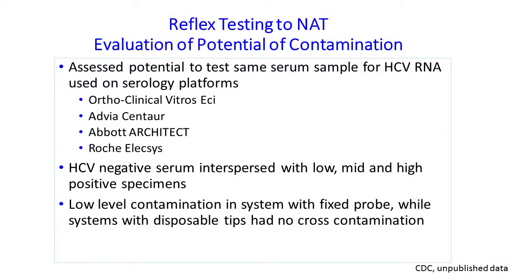The 4 platforms assessed were the OrthoClinical Vitros ECi 3600, Siemens Advia Centaur, the Abbott Architect i2000, and the Roche Elecsys. 3 systems used disposable tips on the serology assays, while the Abbott Architect uses a fixed probe system, introducing the potential for cross-contamination.